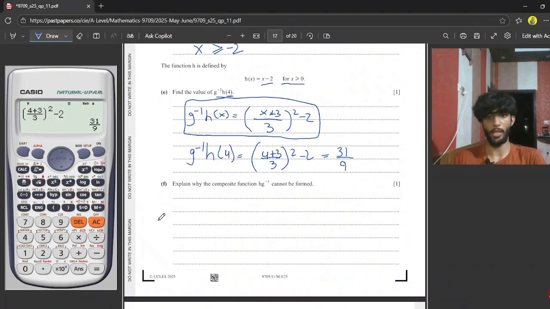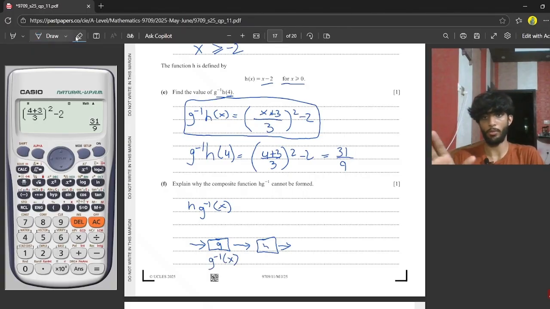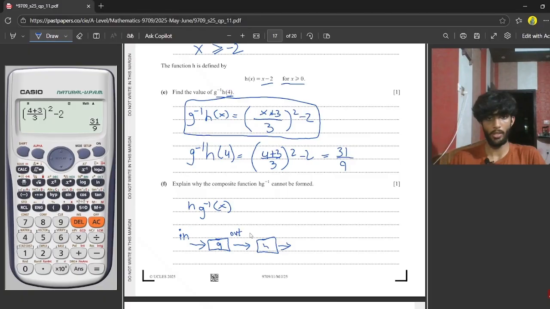Part F says explain why the composite function h g inverse cannot be formed. So why can this not be formed? The reason is that this is a composite function. If you have the inner function as g inverse and the outer function as h, then what is the domain of g inverse of x? Or in other words, what is the range? The input values go into g, the output values of g become the input values of h, and then h gives output values.